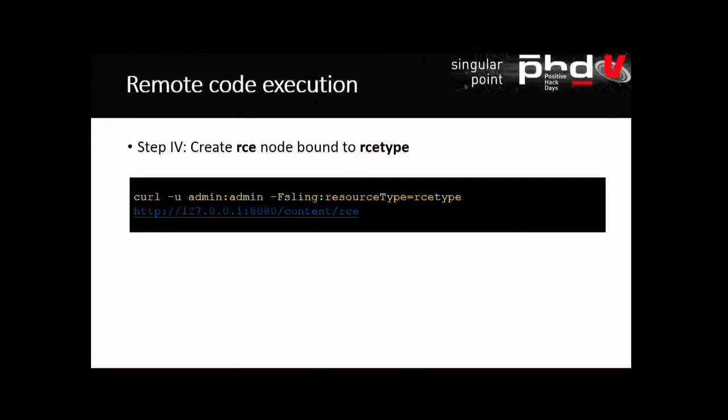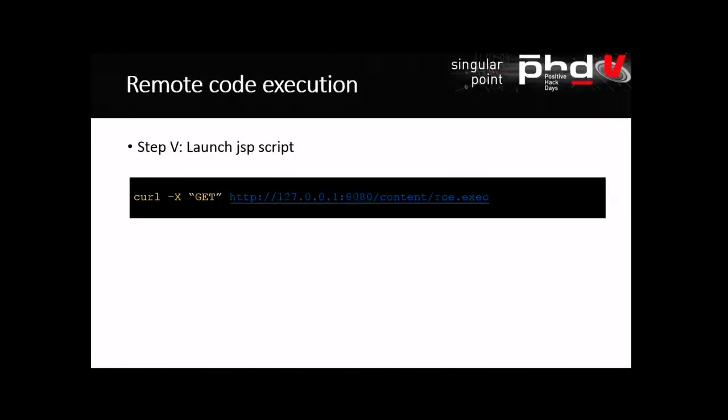Then we create the element RC and assign the property resource type RC type, and then we send a GET request. This RC.exec, and our script exec.GSP is performed.